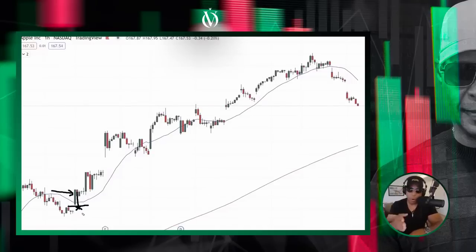Don't lose more than one bar. All right? Boom, you buy that bar, there's your stop under that bar. You buy this bar, there's your stop under that bar. Do you understand? Don't lose more than one bar.